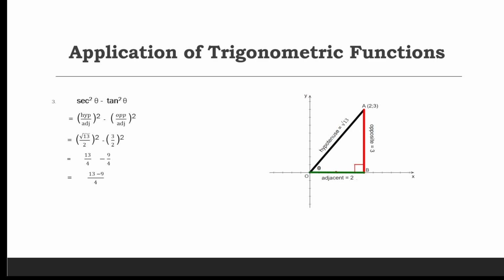When we apply our knowledge of fractions, we get 13 minus 9 over 4. And that gives us 4 divided by 4, which is 1. And that concludes example number 5.